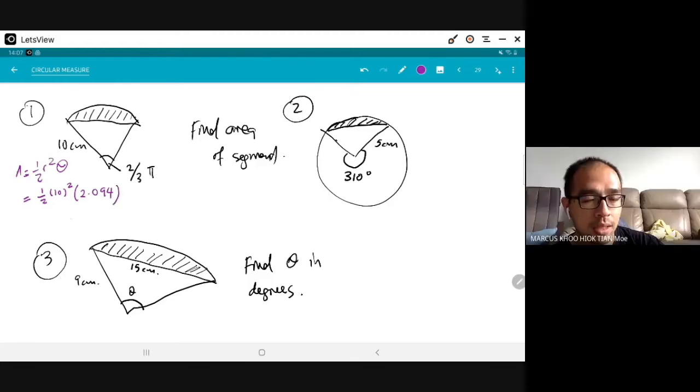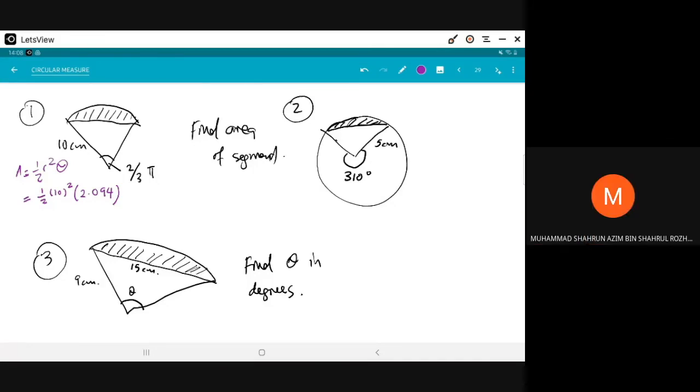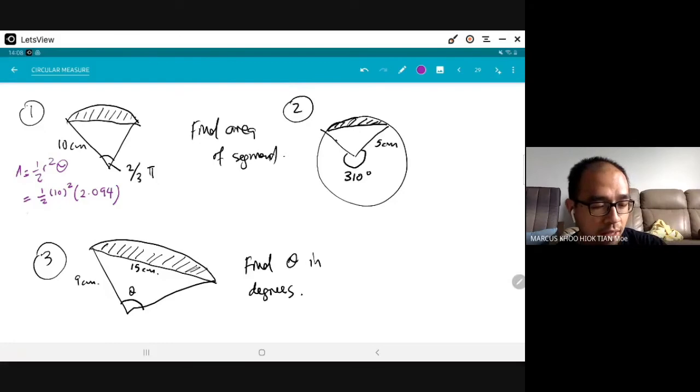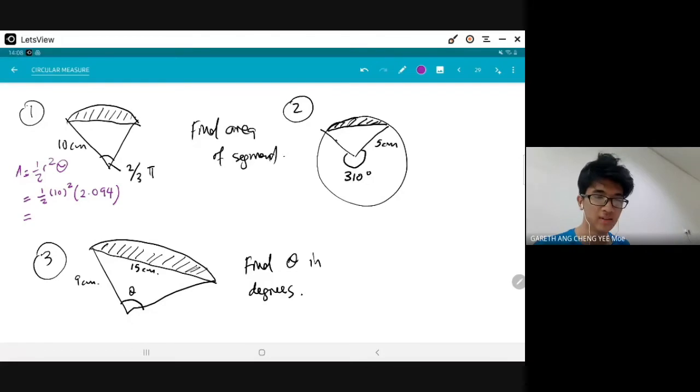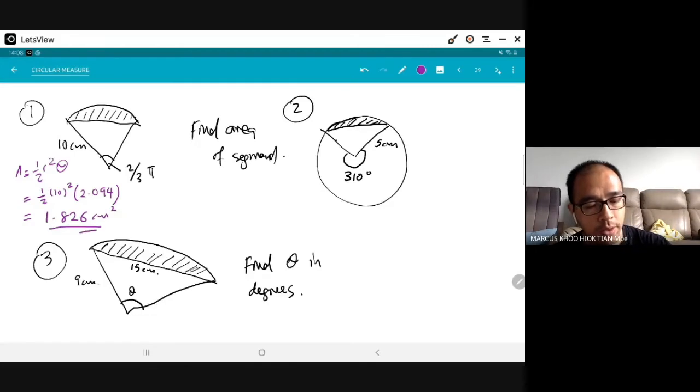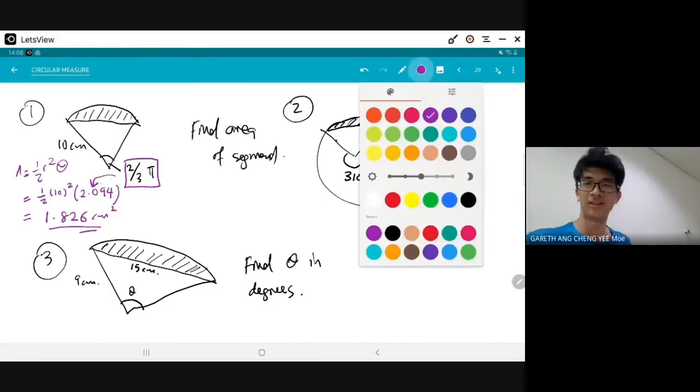Yeah. Okay. Does everybody agree? 2.094? Sorry, I don't know because I don't have a calculator. If somebody can, okay, all right. So what's your final answer? 1.826 cm square. Okay, very good. 1.826 cm squared. The most important thing is how do you change this 2 over 3 pi to become 2.094? I covered this in the previous lesson. Please go and look it up. Okay, number 2, Mantani. Thanks, Garrett.